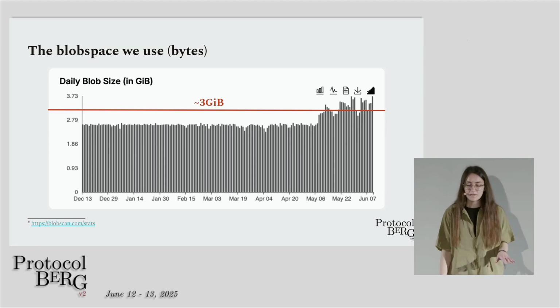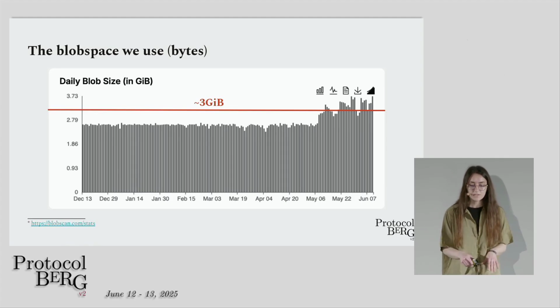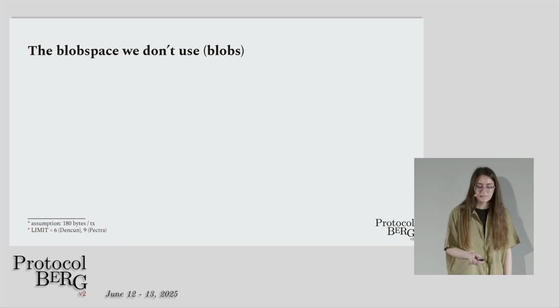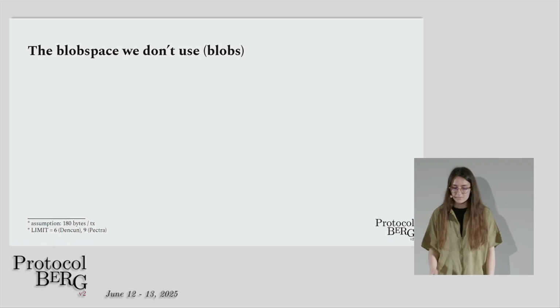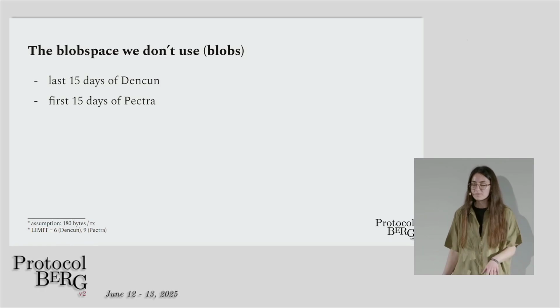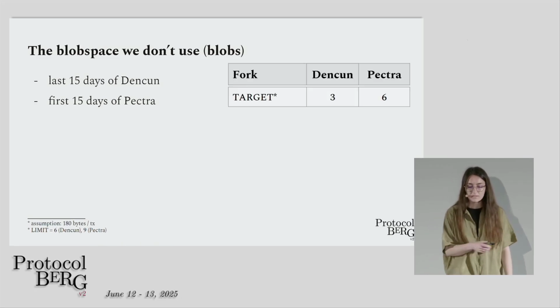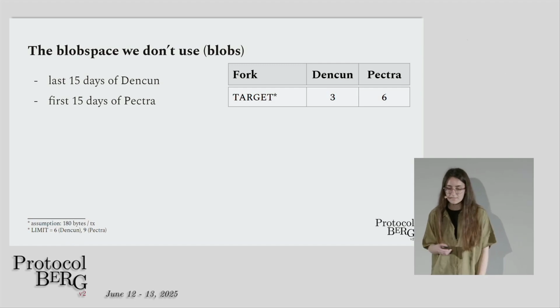However, what these graphs don't show us is all of the blob space that was actually provisioned, but we did not use. So let's start looking at that. First, we look at how we use blobs. In order to do that and see the blobs that we have not used, I looked at the last 15 days of Danksharding data and the first 15 days of Pectra. And remember that the target blobs per block for Danksharding was 3, and for Pectra it is 6.